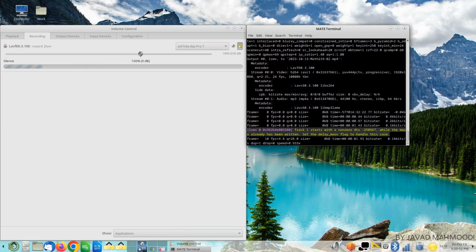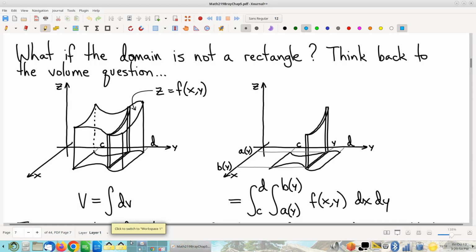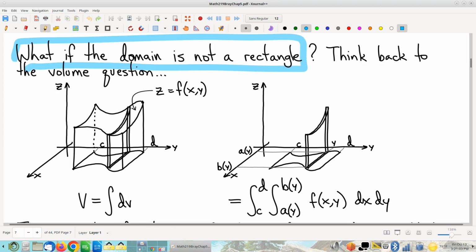Okay, so off we go. We are going to pick up where we left off last time. We were talking about double integrals. And let's ask the next natural question. What happens if the domain is not a rectangle?